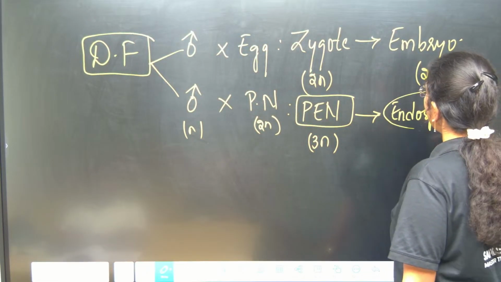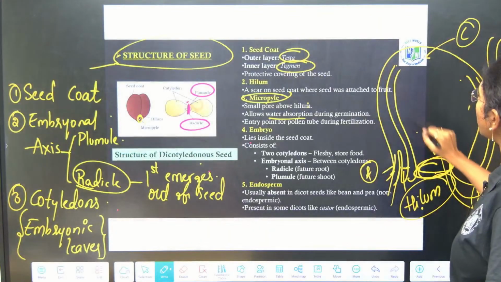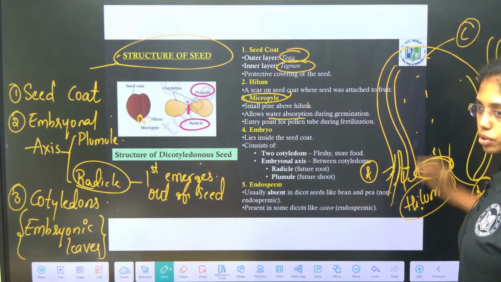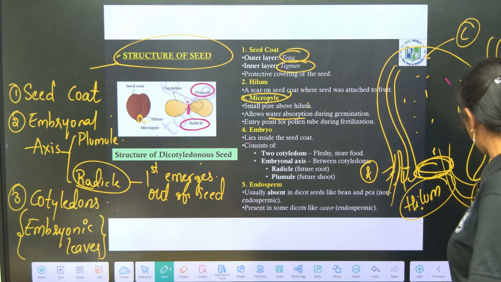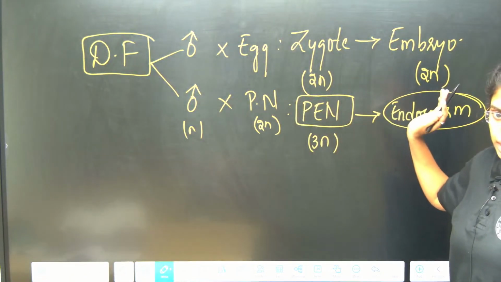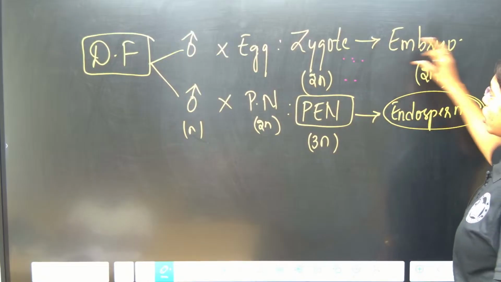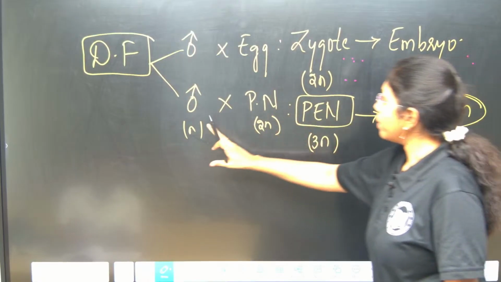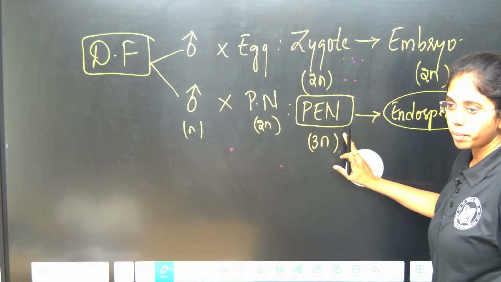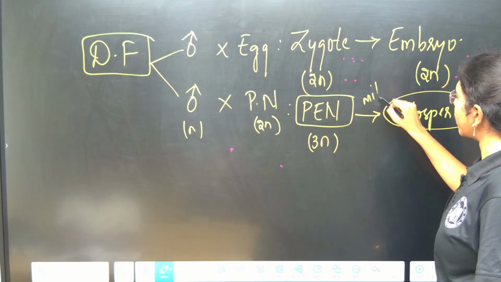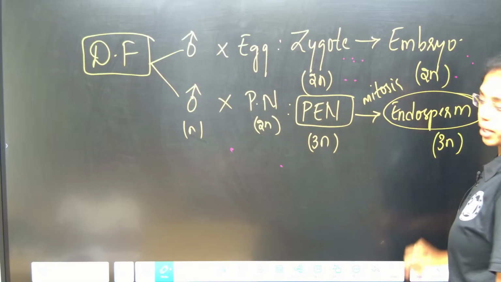Remember, nucellus are the cells which are present in the ovule. Don't get confused. Those are diploid cells. It has no connection with double fertilization. One male gamete with a diploid zygote matures to a diploid embryo. Another male gamete with the polar nuclei or central cell forms the primary endospermic nucleus, which by mitosis forms what? Endosperm. This is triploid.